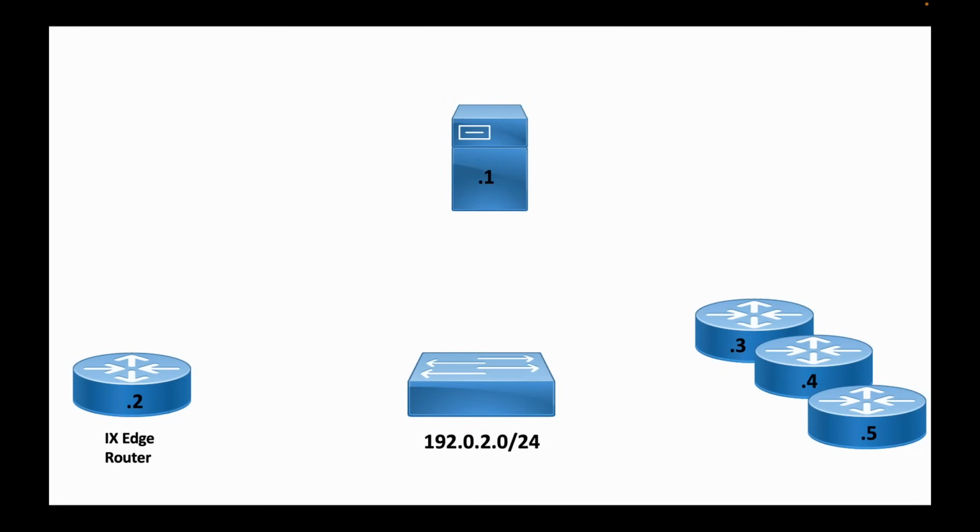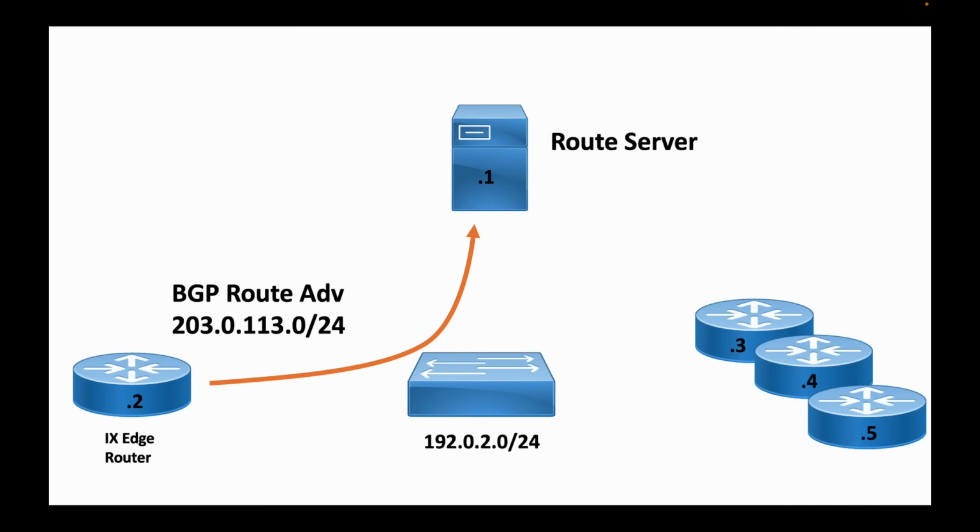Let's say that we have our own network, and we'll have our IX edge router, which is the .2 address. We have the 192.0.2.0/24 subnet that's on a layer 2 domain, and we have .1, which is a route server. These systems are all connected together via fiber cross connect, and when our IX edge router comes online, we're going to advertise one of our routes into the route server.